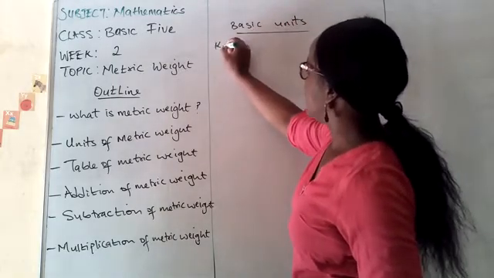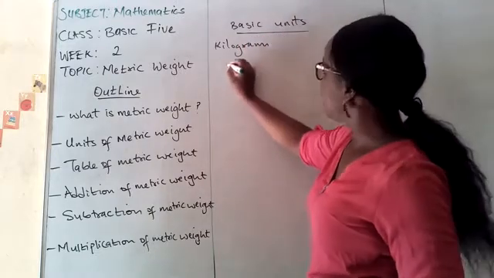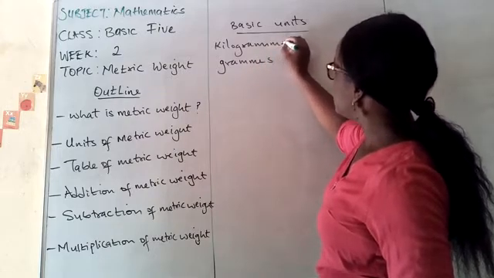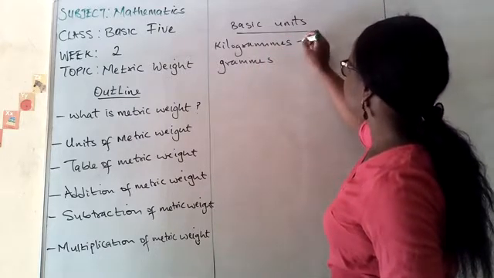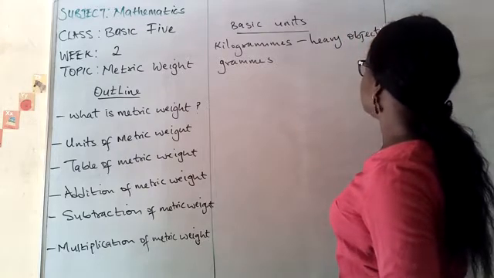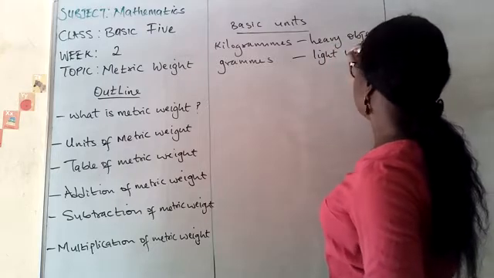We have our kilogram, and we have what again? We have our gram. Let's have them in plural. So we say that this measures what? Heavy objects. This measures what? Light objects.